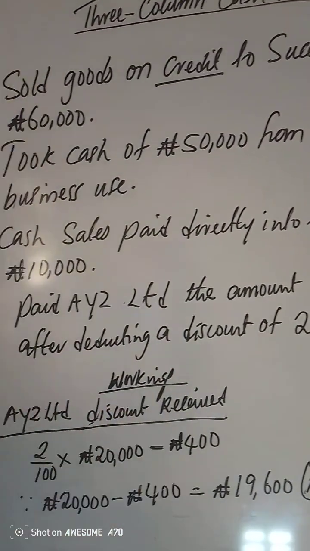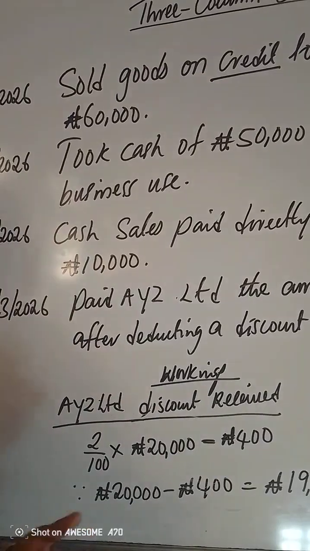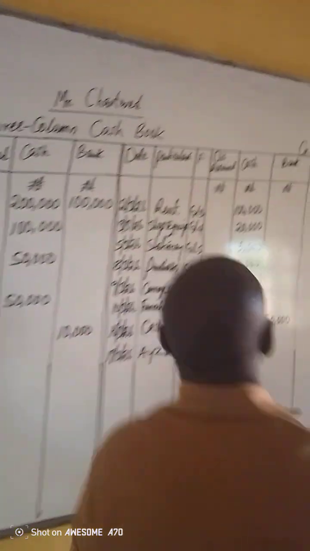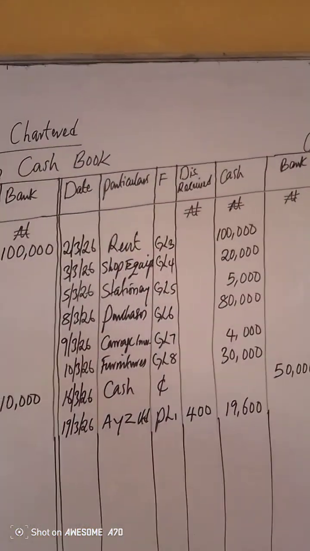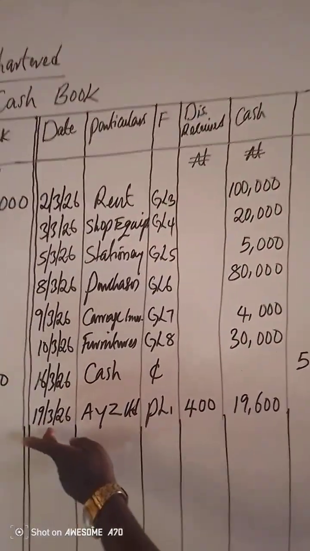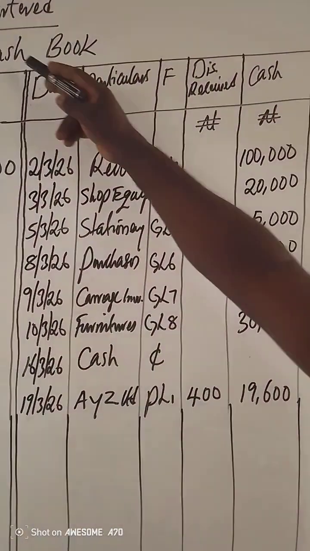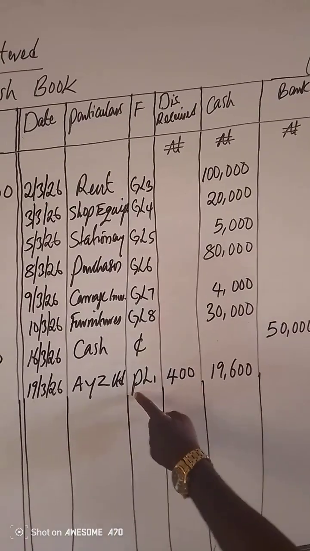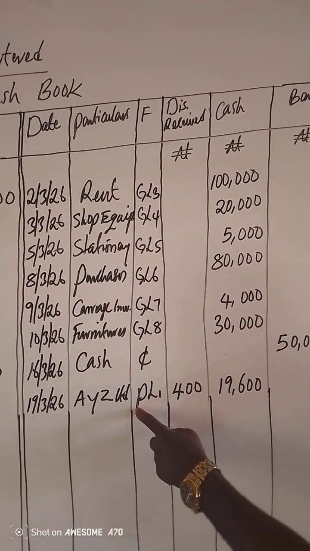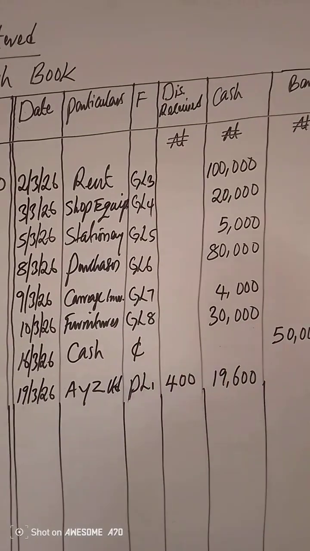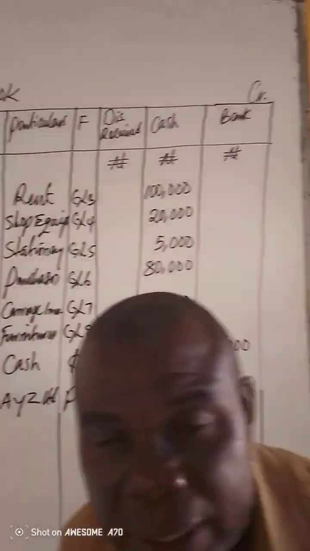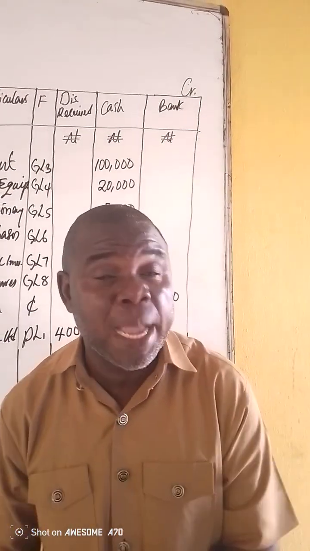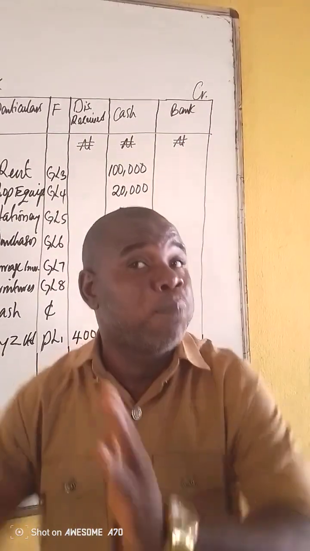Now we know that the business is paying, and the transaction will be recorded on the credit side of the cash book. Anytime there's payment, don't forget to record on the credit side of the cash book, where cash is given. Then on this fateful date, which is the 19th of March 2026, the business is paying cash to AYZ Limited. And you can see the folio has changed, and this is Purchase Ledger 1. Purchase Ledger 1 means this is a payment to a supplier, or a payment on goods purchased on credit. So anytime there's a payment on goods purchased on credit, it should be the purchase ledger.